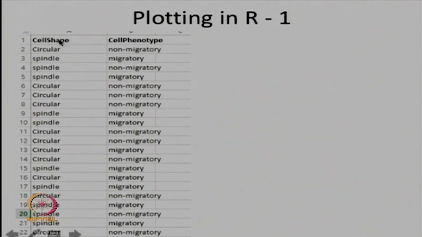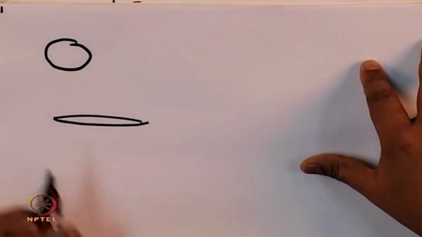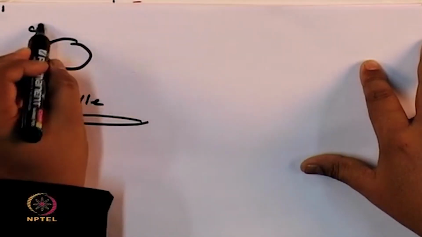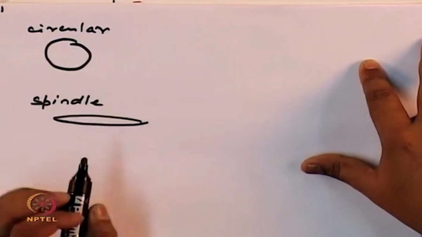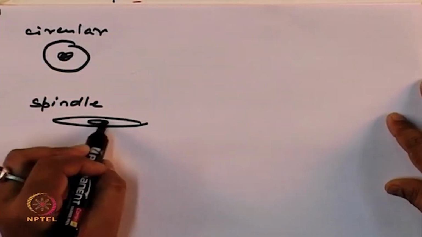One is whether it is circular or spindle. So, a circular cell would look something like this. This is your circular cell and this is your more spindle shaped. So, this is spindle and this is circular. Okay. And of course, you have a nucleus at the center.